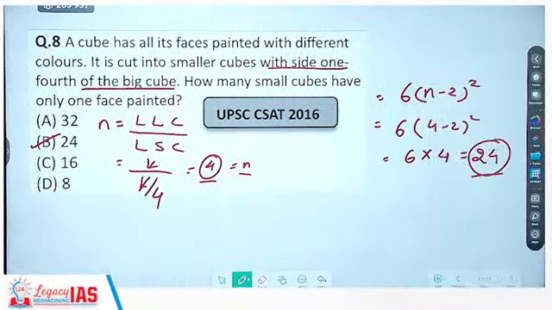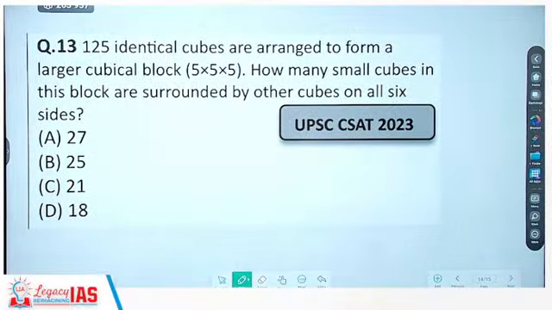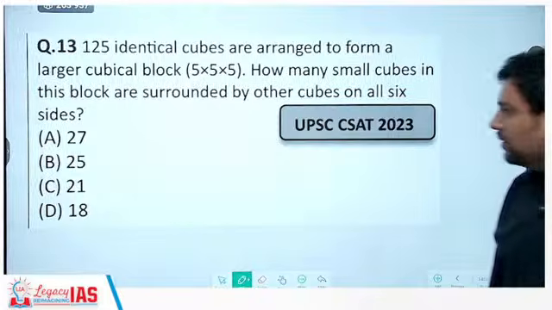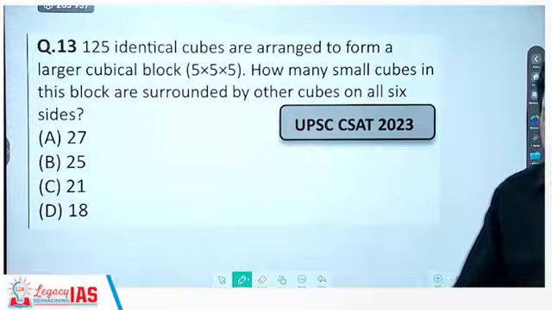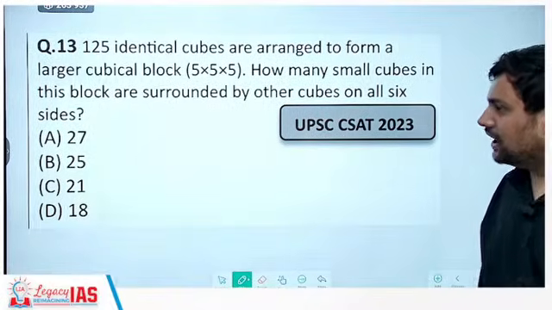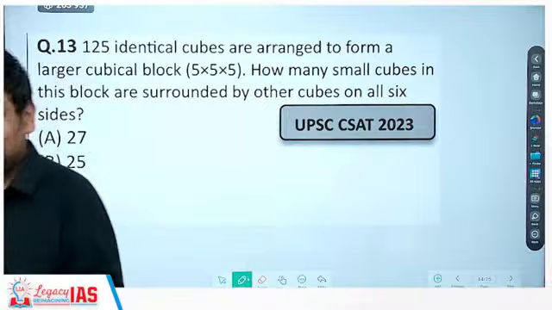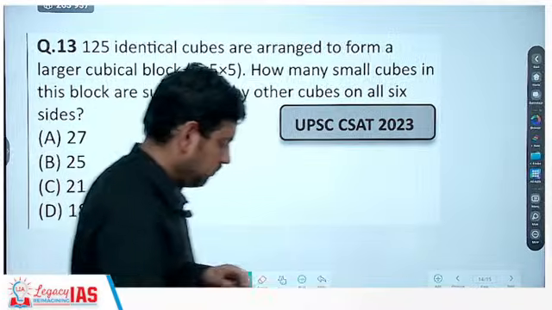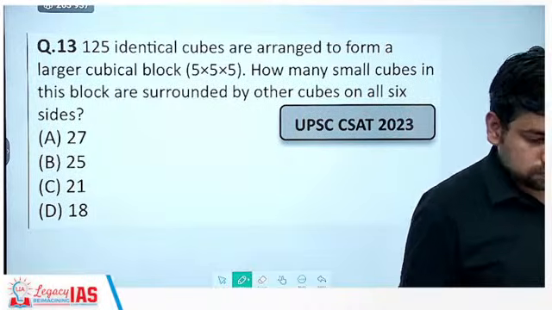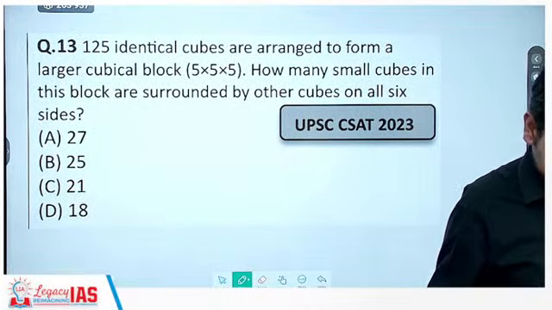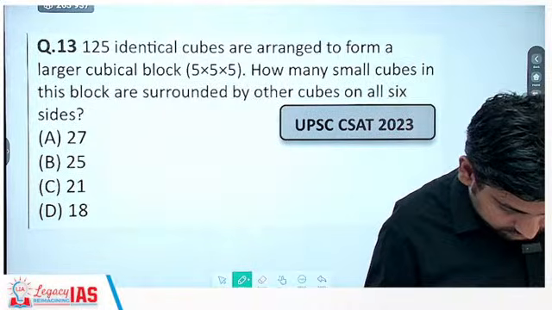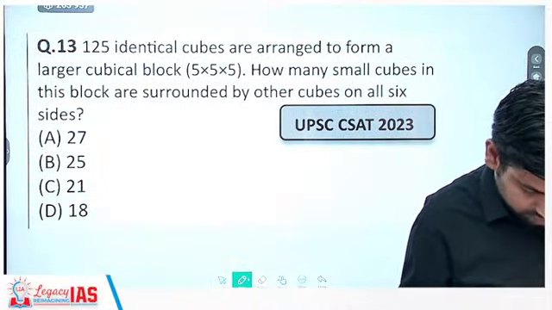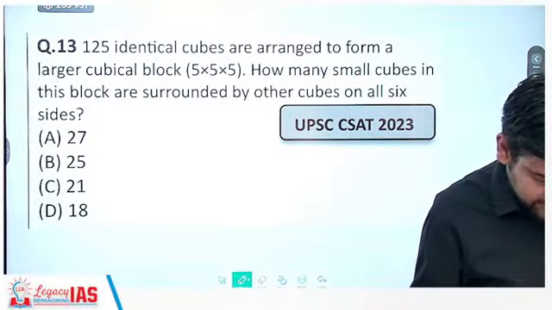Then, yes, Anurag. Do this 2023. Very simple question. Maybe the most simple question that came in 2023. You just have to find out what they are asking. Yes, Neelam.